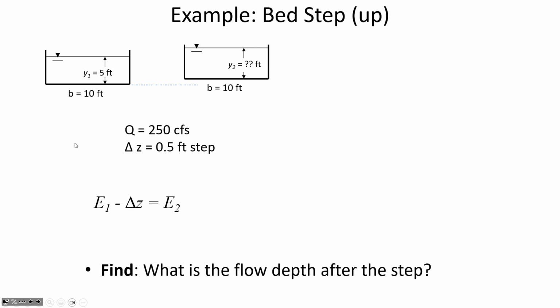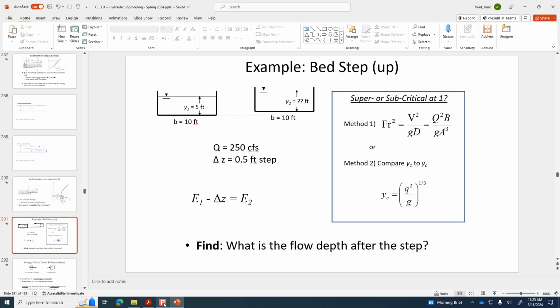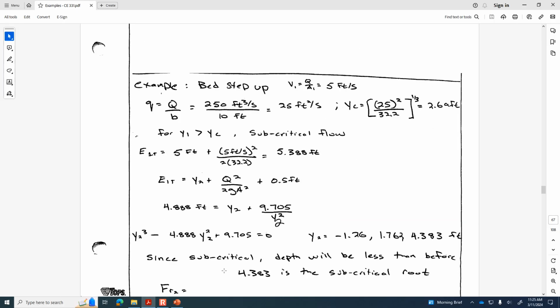And it's a step up, so remember that the amount of specific energy at 2 is less than the specific energy at 1 because of the delta Z. So what will be the new flow depth after the step? I'm not going to pause and have you do these calculations.